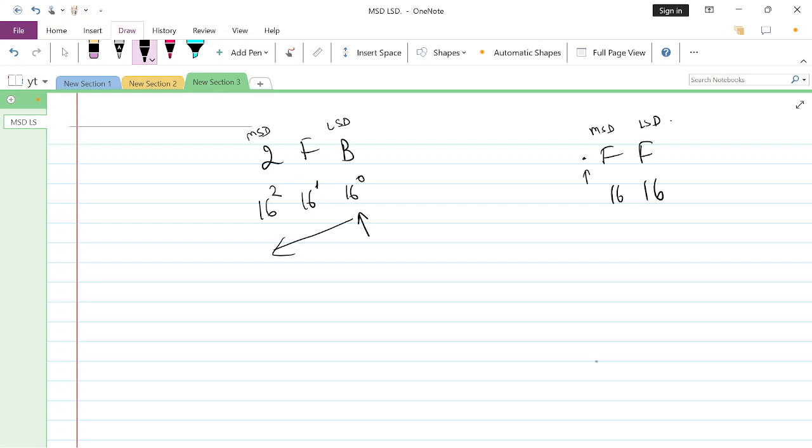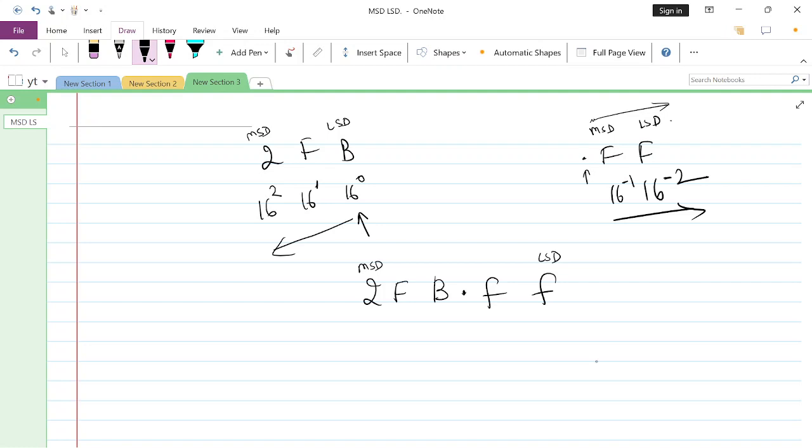They will start from 16 to the power of 0. For the fractional part, these are negative powers and they are decreasing. We start from the most significant digit and move towards the least significant digit. But if it's a mixed, combined number, 2FB hexadecimal point FF, then this becomes your least significant digit and most significant digit. 2 is the most significant digit in this case.